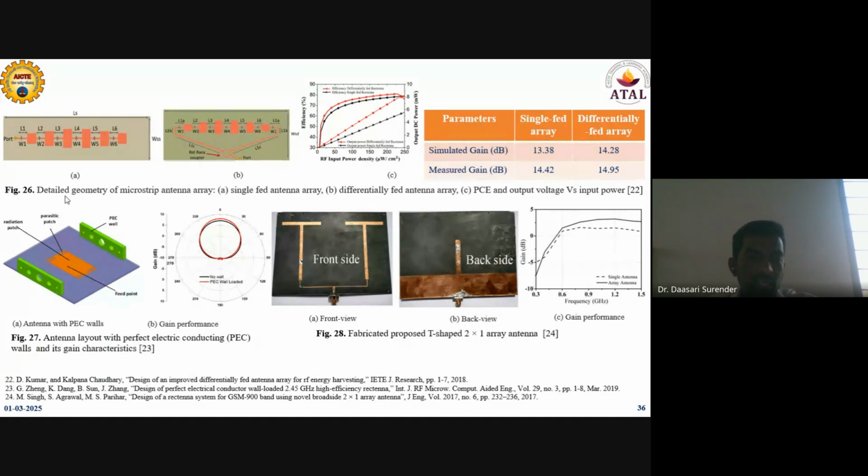It can be seen that when no wall is present, we can see the performance with the black color line, and when perfect electric conductors are incorporated, then we can see the performance in gain that is presented in figure 27B. And one more thing is the array of T-shaped elements, which are given in 28, and that is also giving better results. That is, using array antenna elements also increases the antenna gain performance. That is also presented in figure 28C.